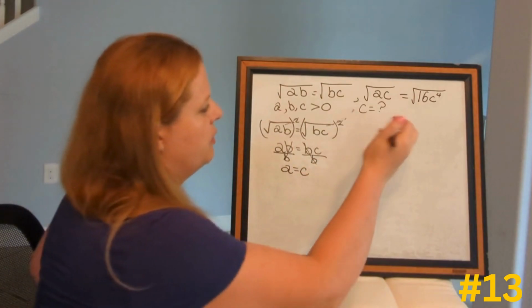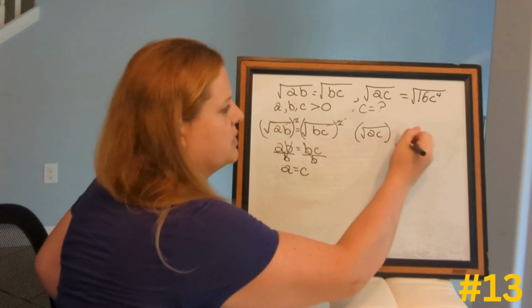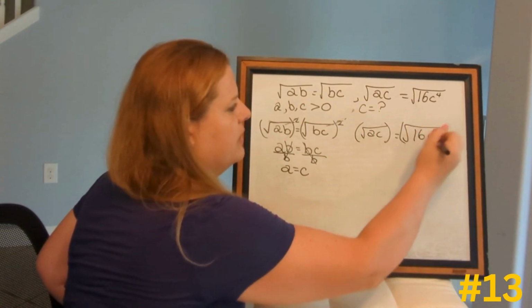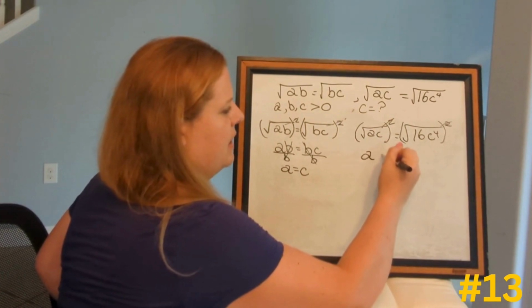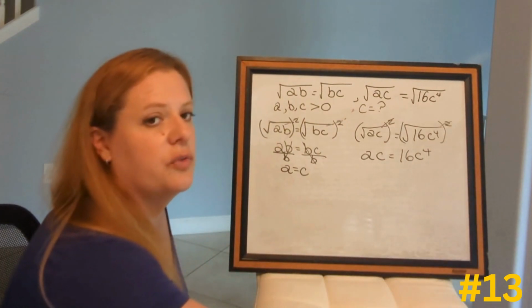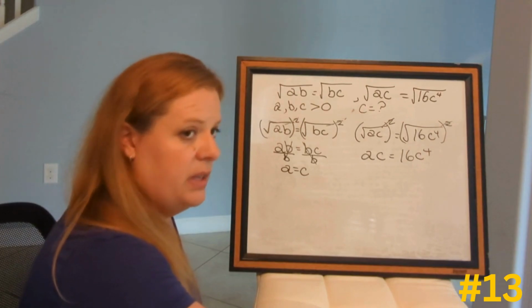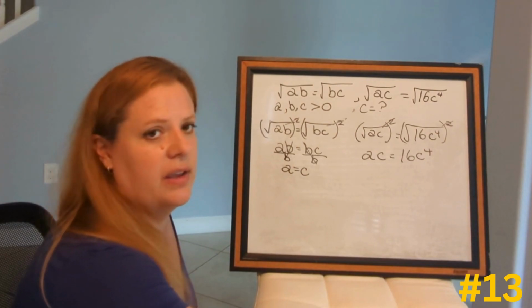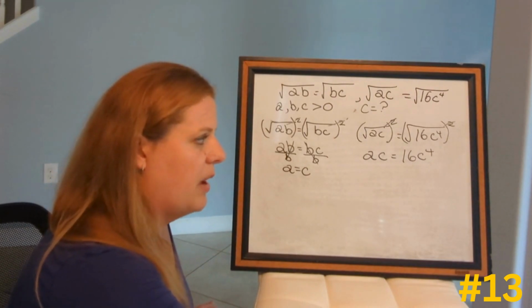I'm going to do the same thing with my radicals over here on the other side. I don't want to deal with square roots if I don't have to, so I'm not going to. Okay, let's square both sides. I get AC is equal to 16c to the 4th. Now, there's a few different ways we can approach this from here. And any way you do it, as long as you get the right answer and follow the rules of math, is fine by me. But I'm going to show you my way.